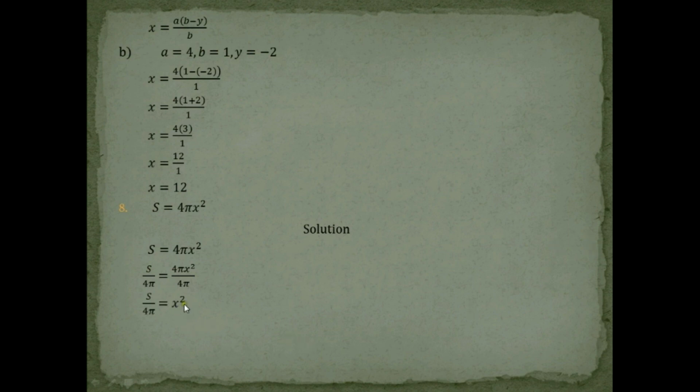We still want to make x the subject of the formula. So what do we do to both sides? We square root both sides. And by square rooting both sides, what do we have? The square is going to cancel out the square root. Therefore, x is going to be equal to the root of s over 4 pi. As simple as that. And that brings us to the end of this topic, subject of formula.